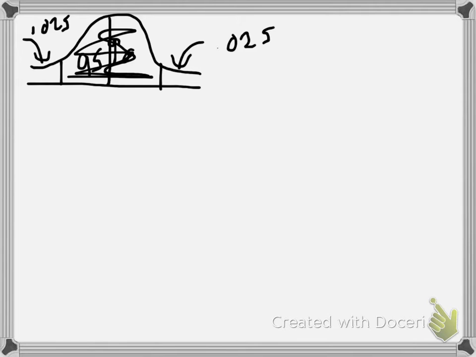So what you do is you look on your chart, on your blue chart, and you find the z-score that goes with an alpha over 2 of 0.025. And I'll show you an easy way to do this in later lessons. So I get 1.96 and negative 1.96. Hopefully you all see that.